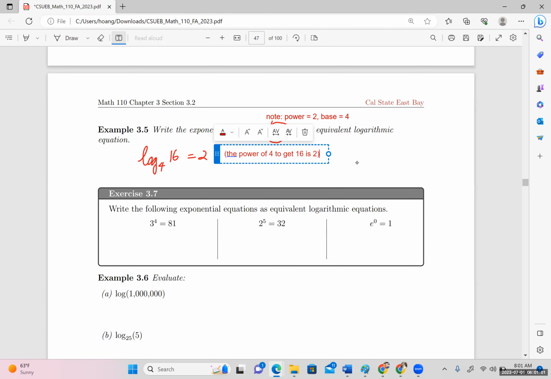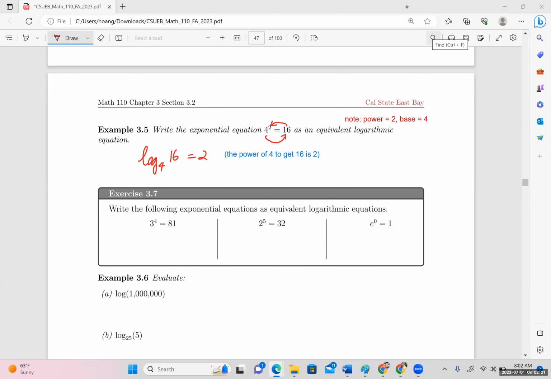Move this a little bit out here. So similarly, you can go ahead and try to rewrite the one below here. You can go ahead and pause my video and try it.